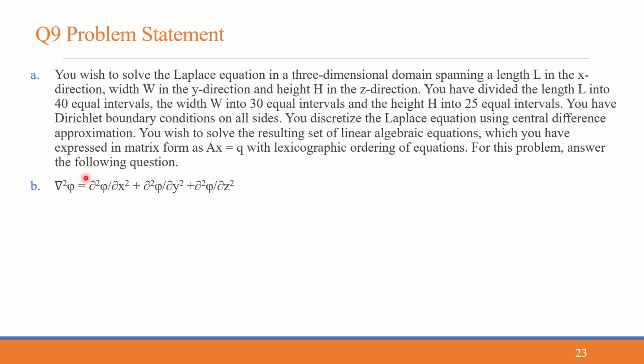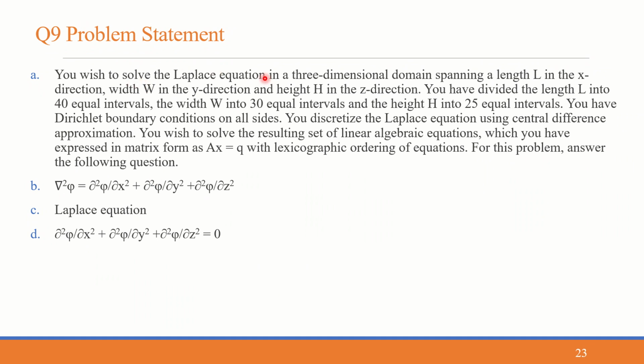So the equation is the Laplace equation, so it is del square phi equal to 0. If it is a Poisson equation, you will be having some function on the right hand side. So we will read the question one more time.